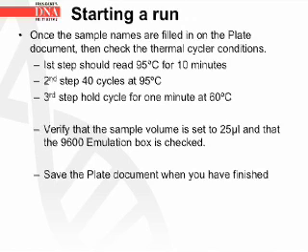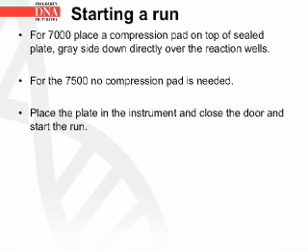Once the sample names are filled in on the plate document, check the thermal cycle conditions. The first step should read 95 degrees Celsius for 10 minutes, the second step 40 cycles at 95 degrees Celsius, and the third step a hold cycle for 1 minute at 60 degrees Celsius. Verify that the sample volume is set to 25 microliters and that the 9600 emulation box is checked. Save the plate document when you are finished. For the 7000, place a compression pad on top of the sealed plate, gray side down, directly over the reaction wells. For the 7500, no compression pad is needed. Place the plate in the instrument, close the door, and now start the run.